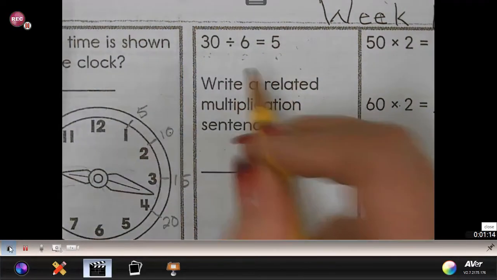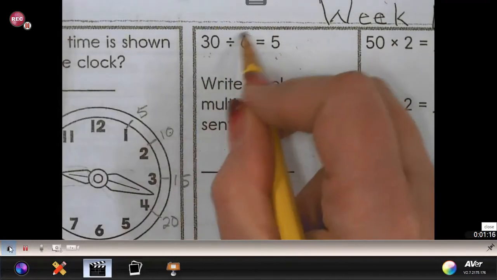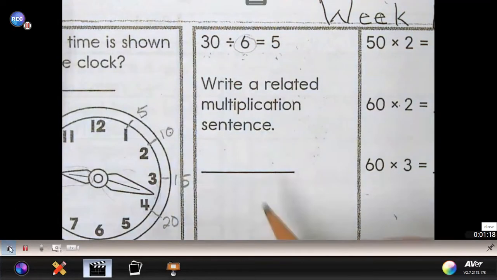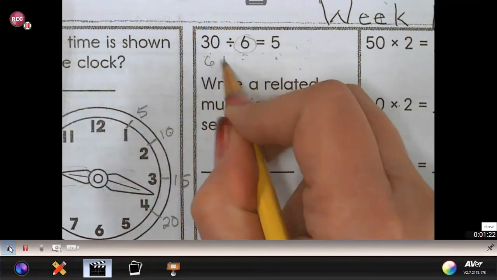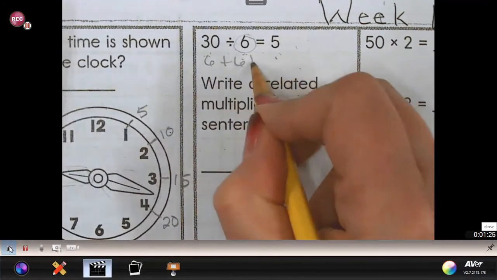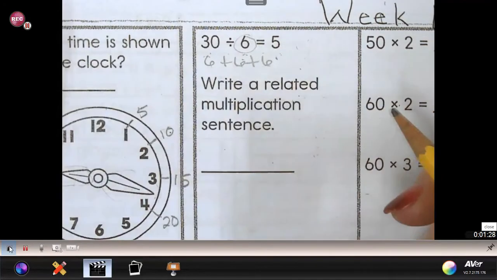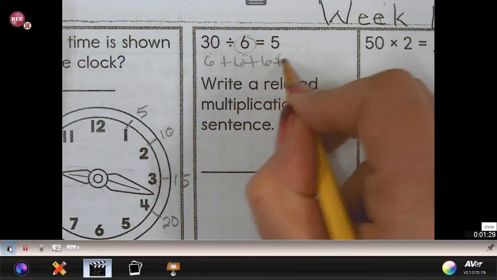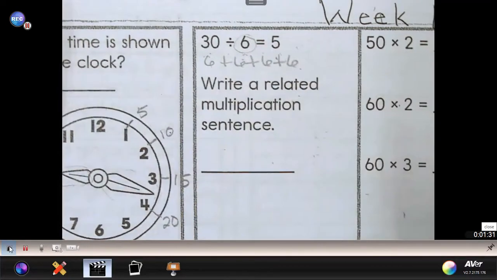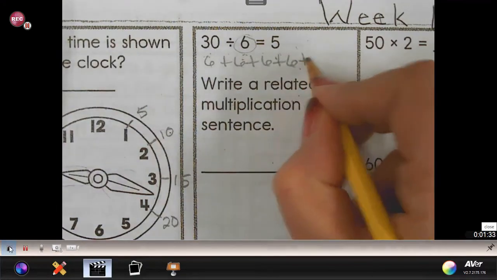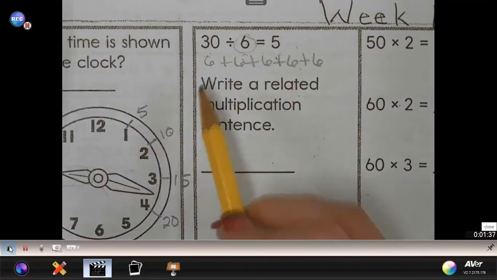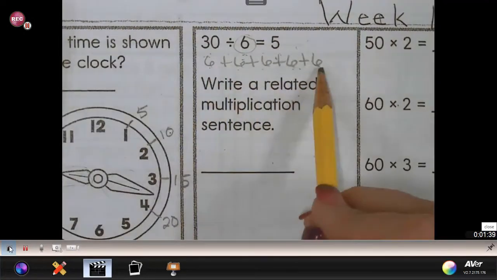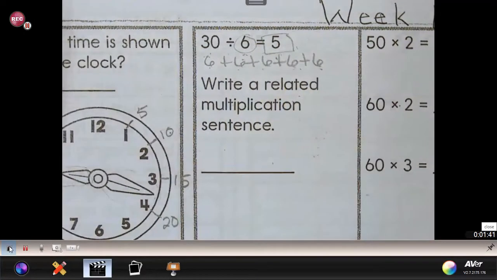So we can take 30 objects, and we can break them up into groups of 6, let's say. So we'd have 6, and another 6 would be 12, and another 6 would be 18, right? 6 more, 24. 6 more would be 30. Now, we can count how many groups of 6 we would have, and that would be 5.